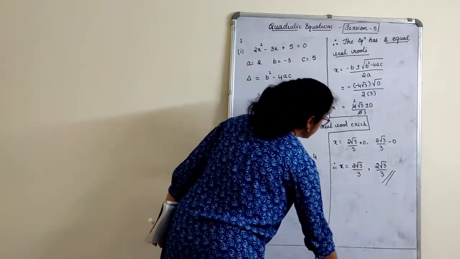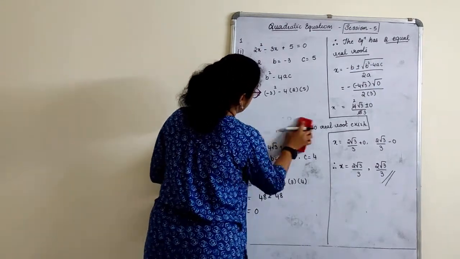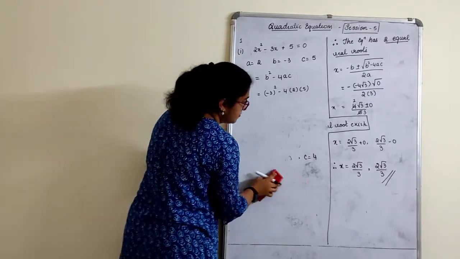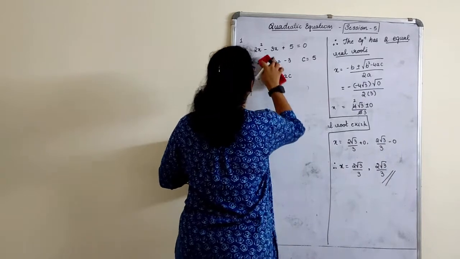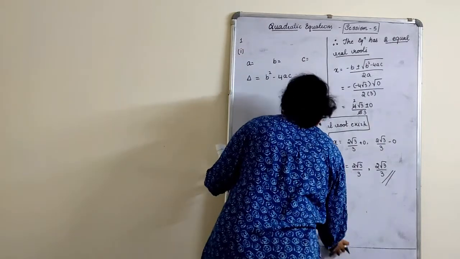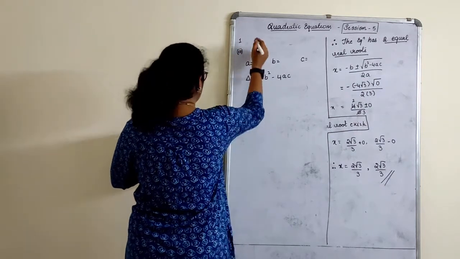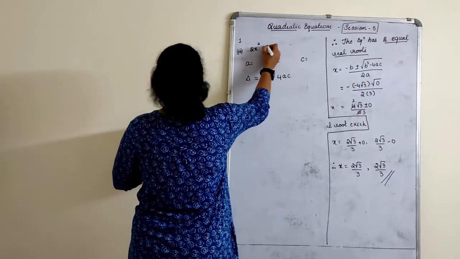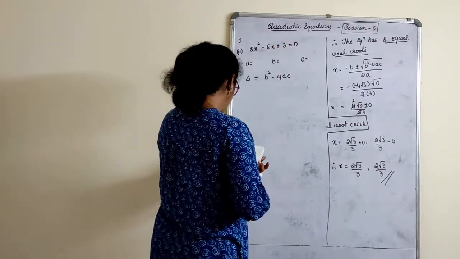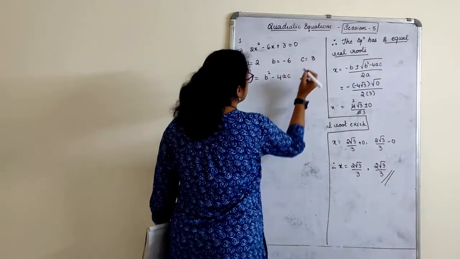Okay. We'll quickly start with the third one. I'll keep the sum part as it is so that I can just substitute it and find the answer. Third part. Question is 2x square minus 6x plus 3 is equal to 0. A is equal to 2, B is equal to minus 6, C is equal to 3.